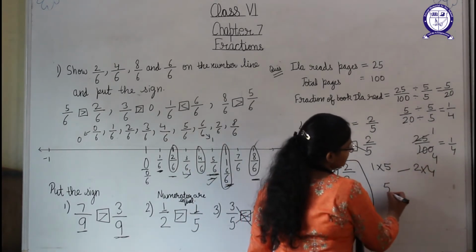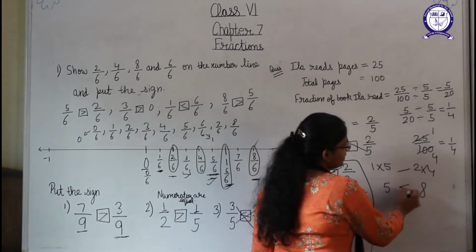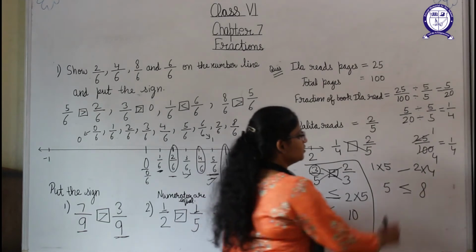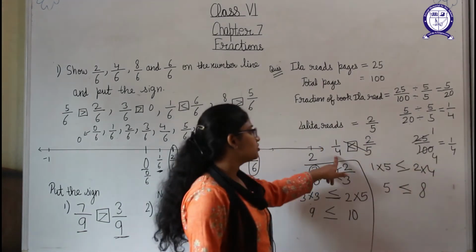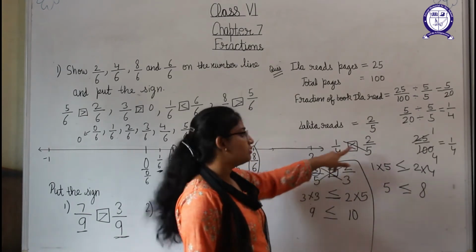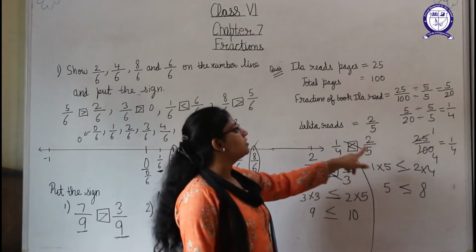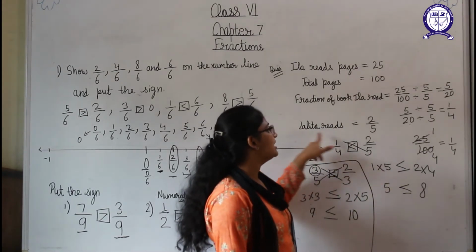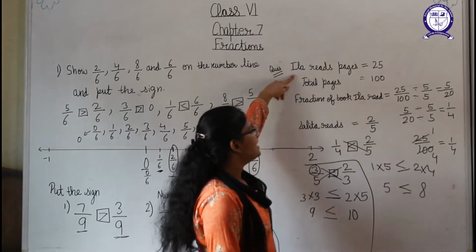Here 5 ones is 5 and 4 twos is 8. So which is greater one? This one is greater one. So we will put the sign like this. Okay, so here 2 by 5 is greater and 1 by 4 is smaller. But whose fraction was this? Lalita's fraction was 2 by 5, and 1 by 4 was of Ela.